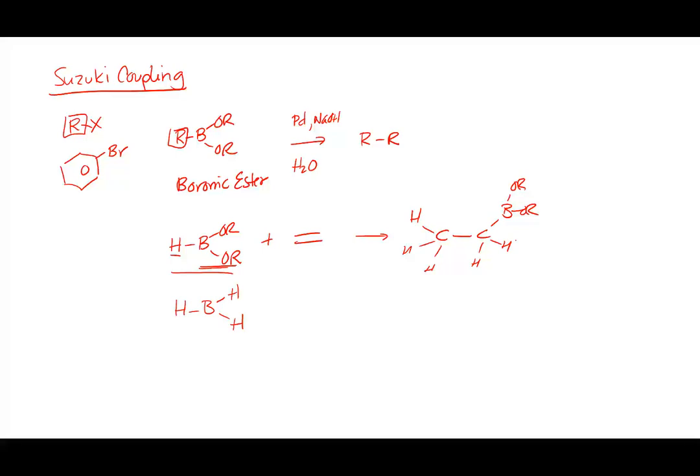Okay, so my question number one is, how does the H and the boron add? And your choices are A, 100% trans, B, 100% cis, or C, 50-50. So when we added the H and the BH2 to the double bond, how did we end up adding? 100% cis, 100% trans, or 50-50?